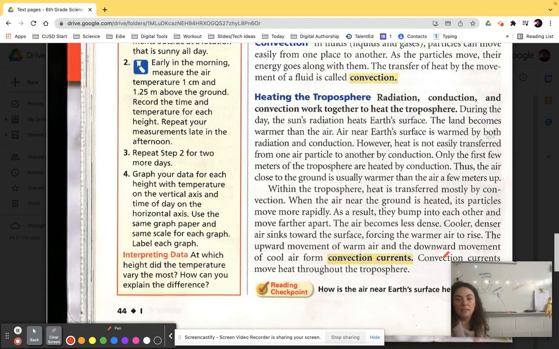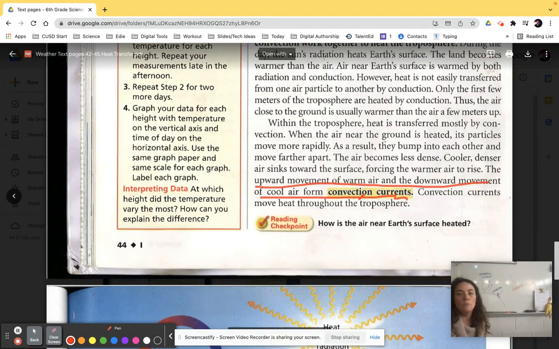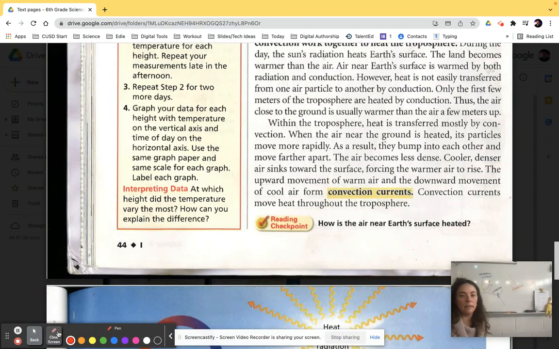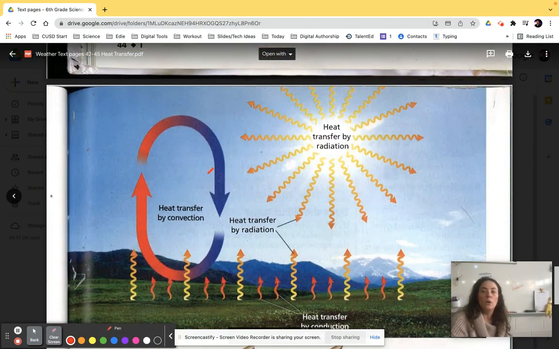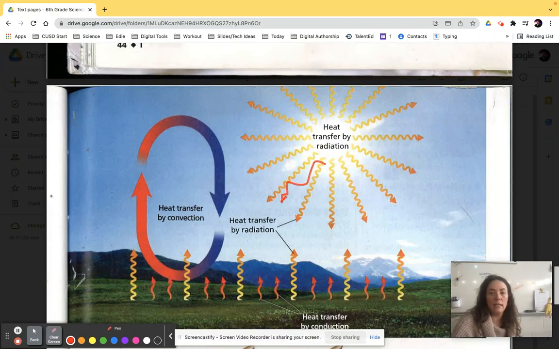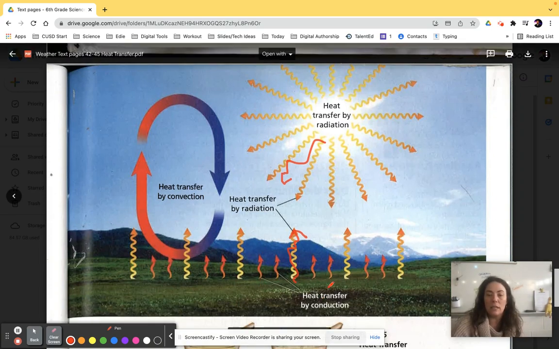The upward movement of warm air and the downward movement of cool air form convection currents. Convection currents move heat throughout the troposphere. This diagram on the next page does a nice job of explaining what I just drew. Here again, we have heat transfer by the sun, radiating down. Some of that heat will radiate up. But anything that comes in contact with the ground, air molecules, your feet, those objects are heated by conduction, because they're touching.